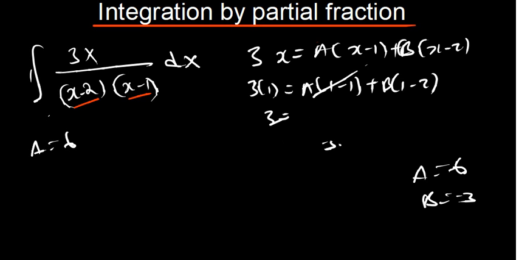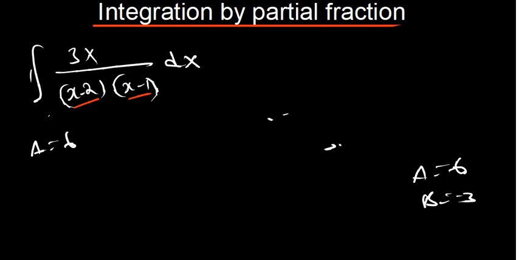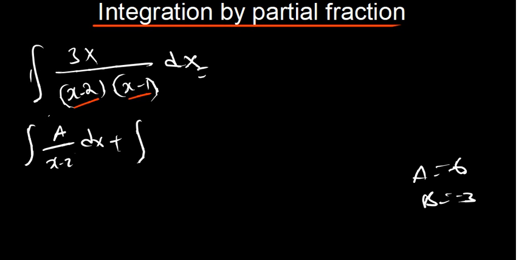Then now what we are going to do is this. Those are the values of a and b. We know that this is supposed to be the integral of a over x minus 2 dx, plus the integral of b over x minus 1 dx. So we have found the values of a and b. Now let's go ahead and integrate this one.